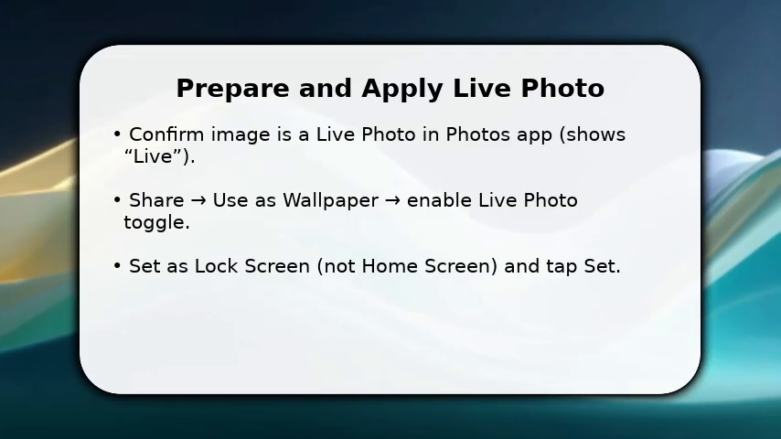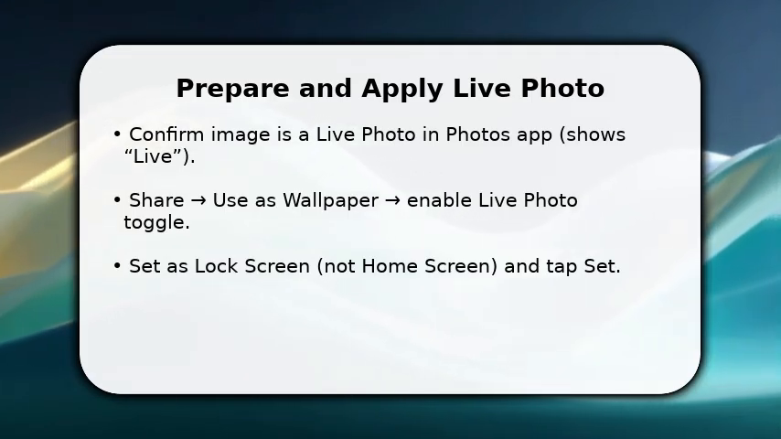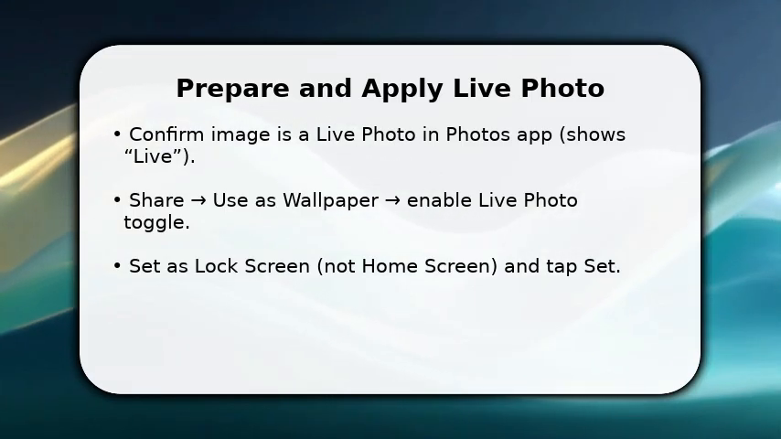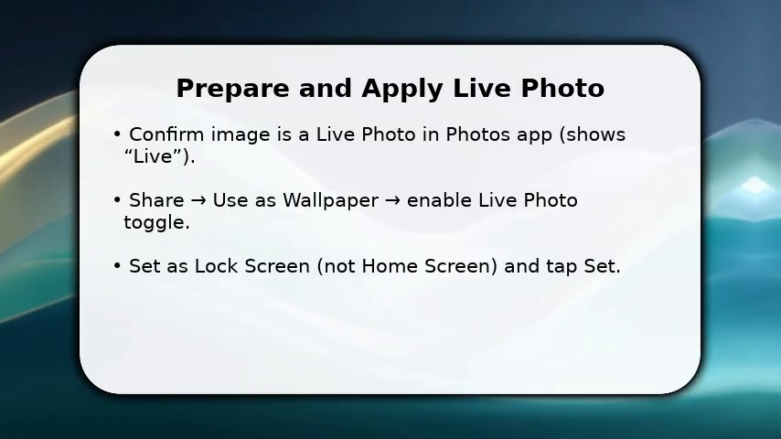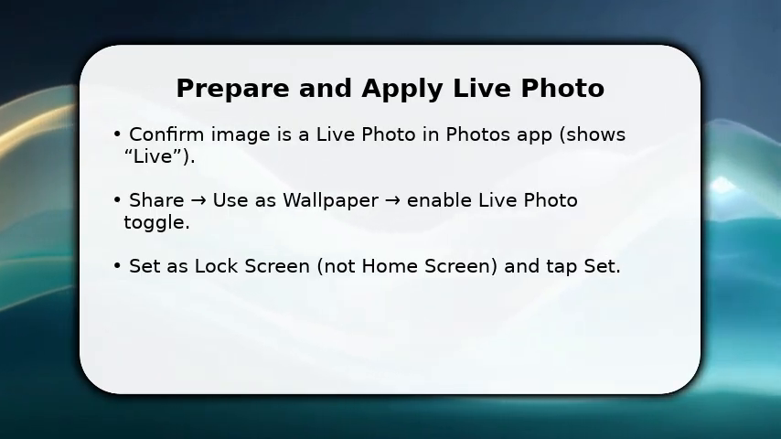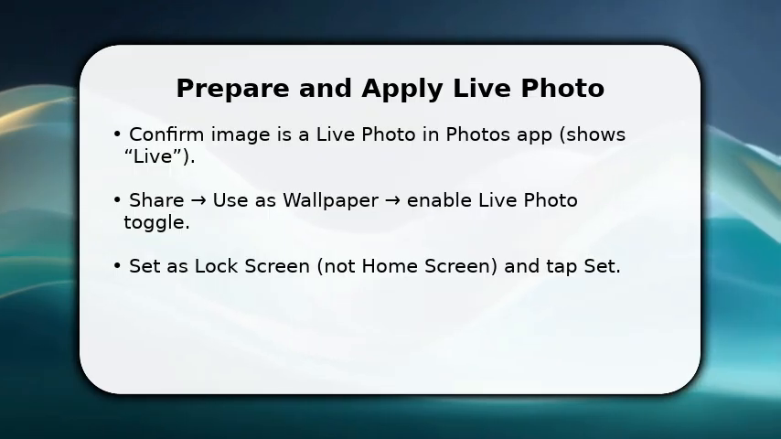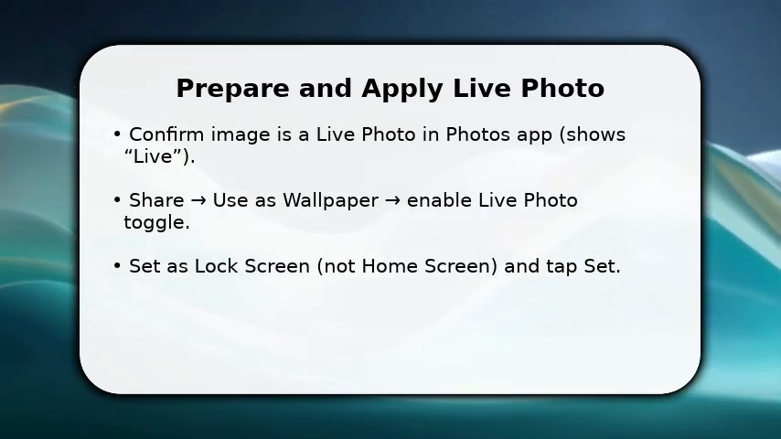Enjoy the video. You start by verifying the asset. Open Photos and make sure it's a live photo. Once confirmed, tap Share, choose Use as Wallpaper, and make sure the live photo toggle is enabled. That switch is the actual permission for animation.